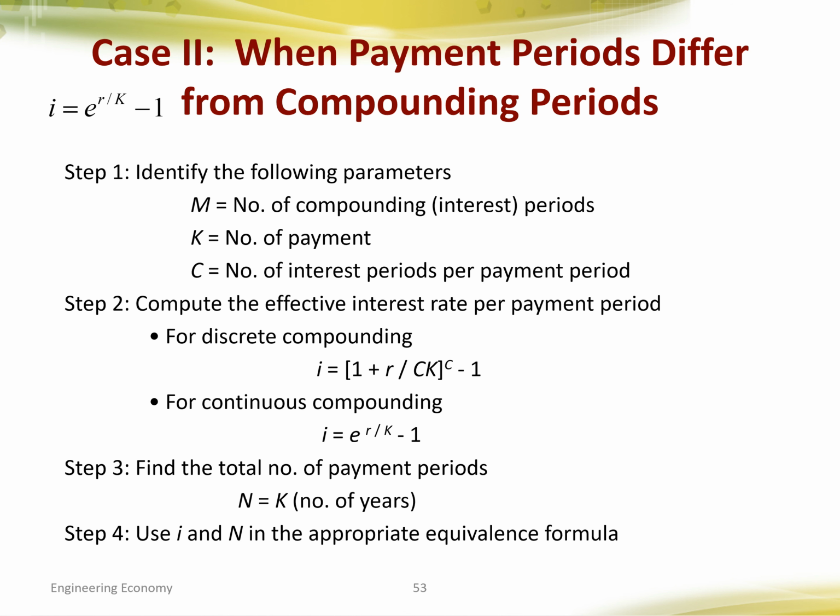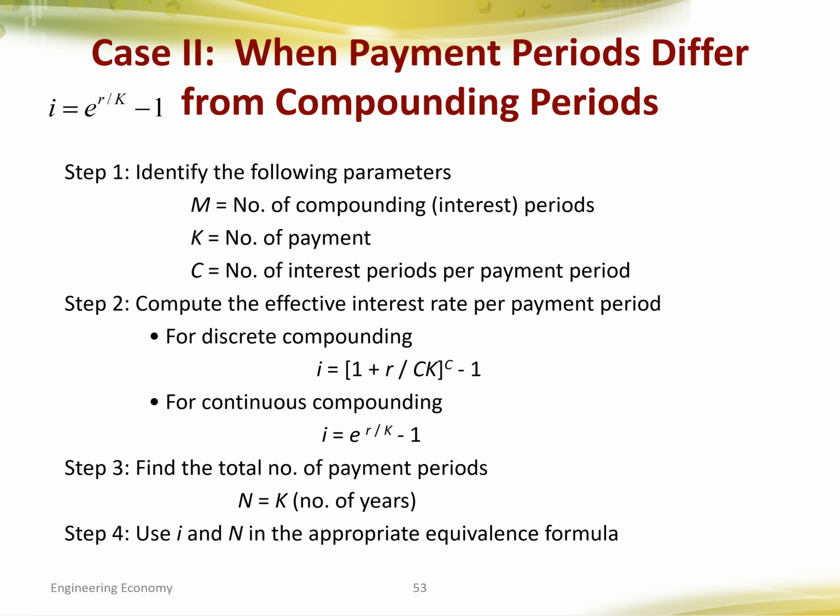When the payment periods are different from compounding periods, then we have to go through the process that we have described previously. We need to use this equation, having the number of interest periods per payment period times the number of payment periods, to get the total compounding periods or interest periods over 1 year. Then we take the power of the number of interest periods per payment period, so that we can obtain the effective interest rate for the payment period.